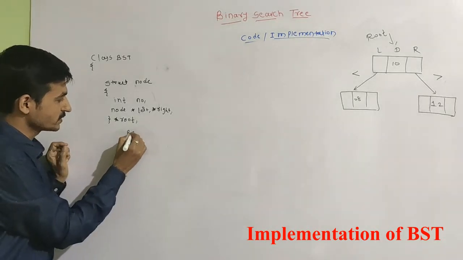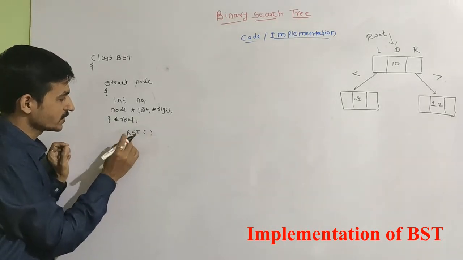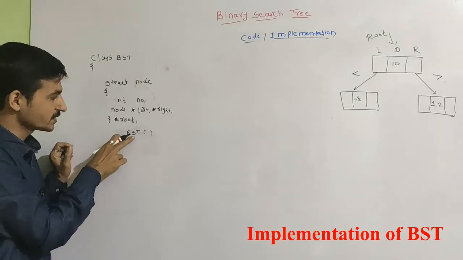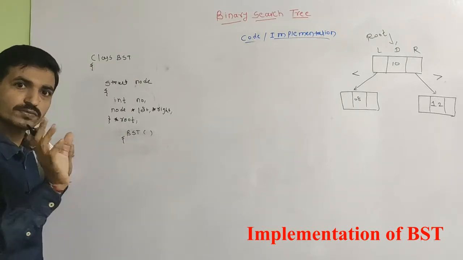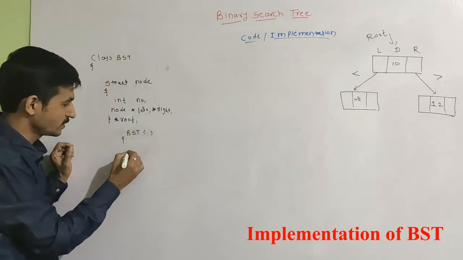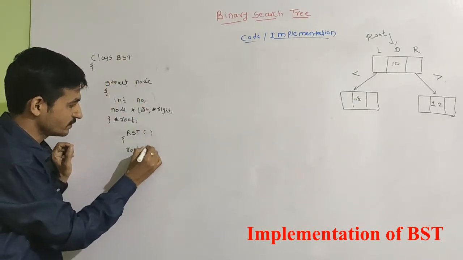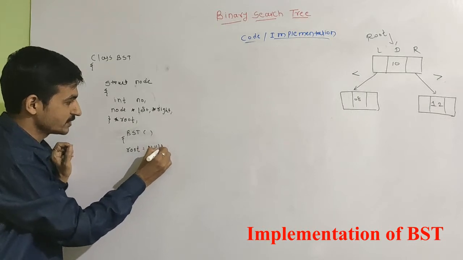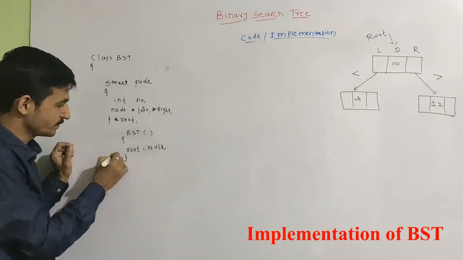Constructor is the same as the class name. Constructor does not have any return type. Constructor automatically initializes when the first object of the class is created. So binary search tree is a class as well as a constructor. So root equal to null. So first we initialize root equal to null.